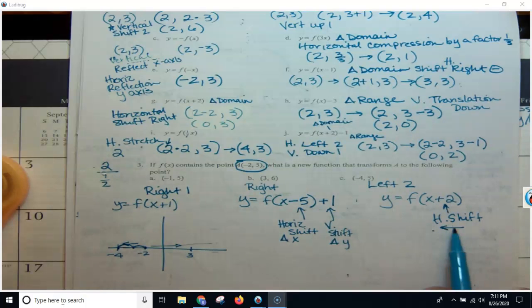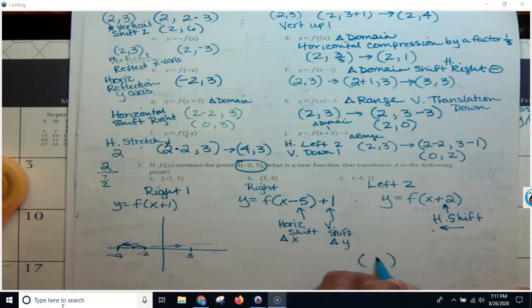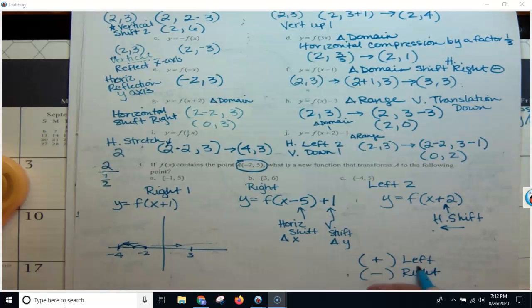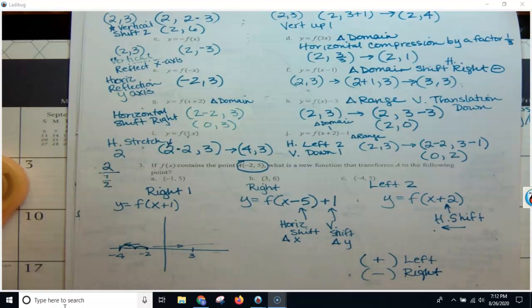So here you're going to have a horizontal shift. Just keep in mind that when it's in the parentheses, if it's plus, it's going left. If it's minus and it's in the parentheses, it's going right. Those parentheses lie.